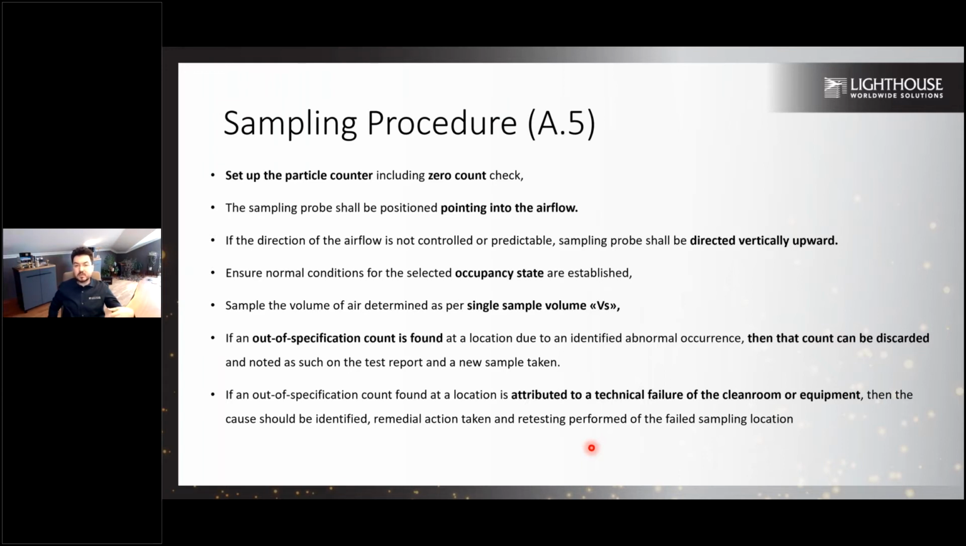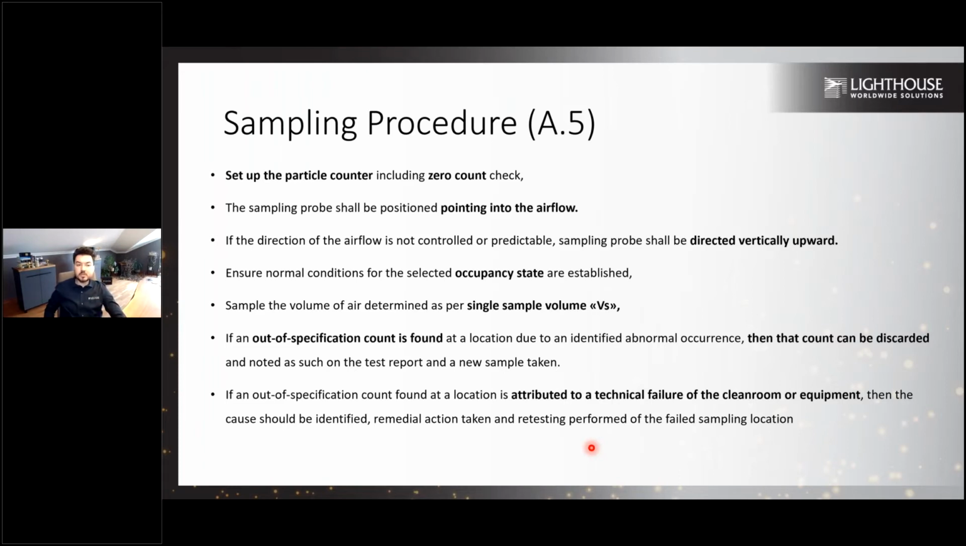Before you start, you make sure that the unit is running correctly. So to do this, each particle counter comes with a 0 count filter. Attach it to your particle counter, take the sample, and make sure that the results are given as 0. The sampling probe shall be positioned pointing into the airflow. If you are not pointing airflow directly, if it's a turbulent environment, the probe should be directed vertically upward.